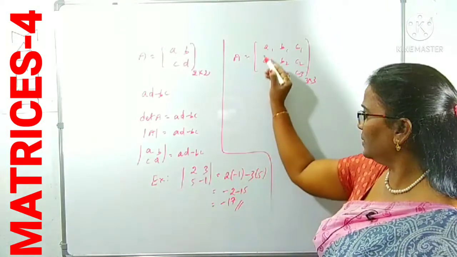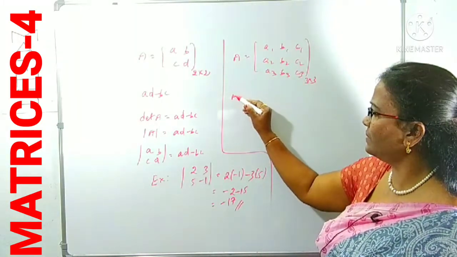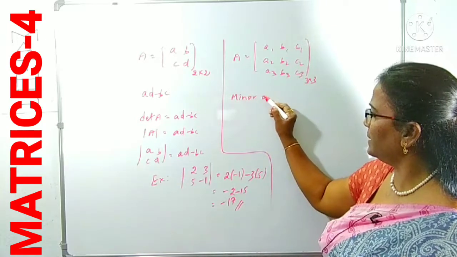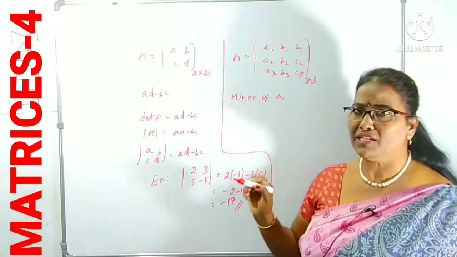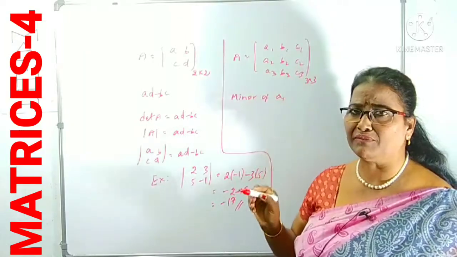For example, we want the a1 minor. This is called as minor. Minor of a1 if you want. a1 is one of the elements, very well from this one.